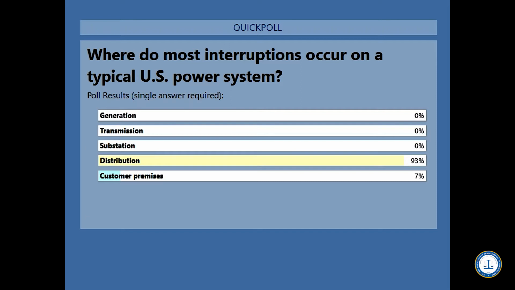93% selected distribution, and 93% of you are correct. About 70% of outages that impact customers are attributed to faults on the distribution system. You may be surprised at that number. Many of you actually are not surprised. And so this kind of heightens the importance of what we're discussing and why it's so important to plan the systems correctly and operate them so that customers achieve the best satisfaction. So thank you for participating.